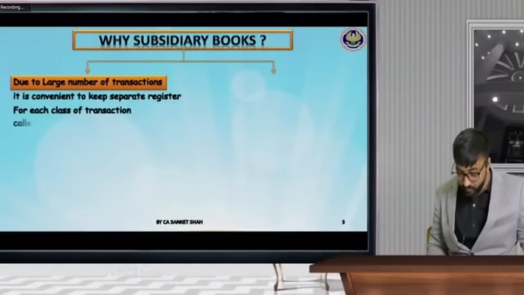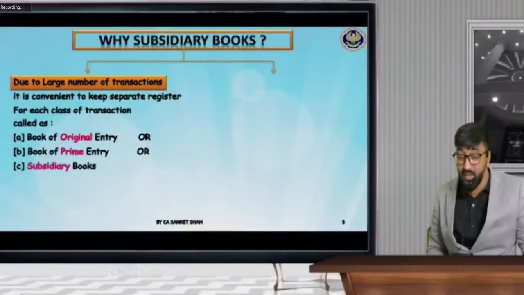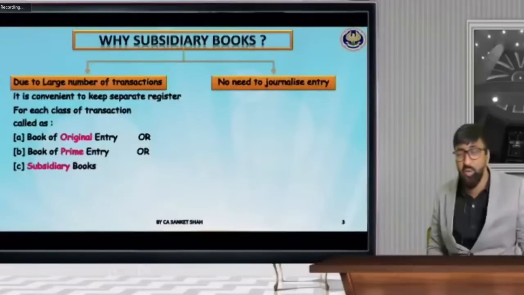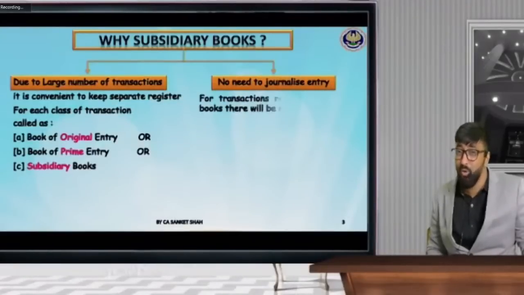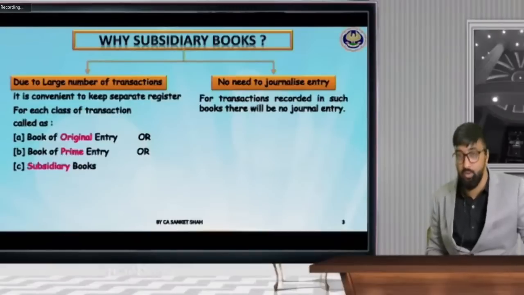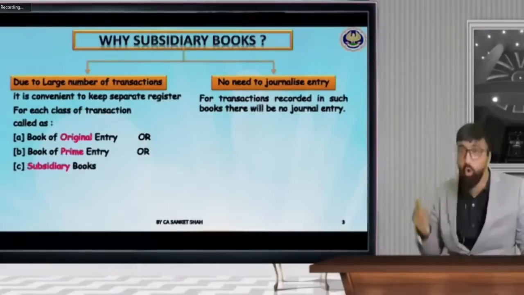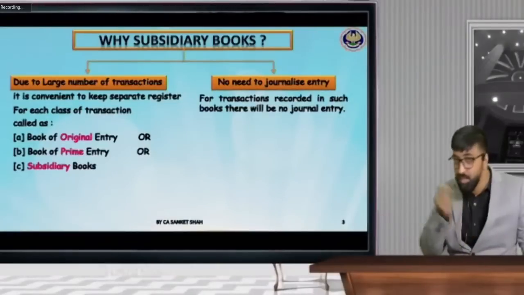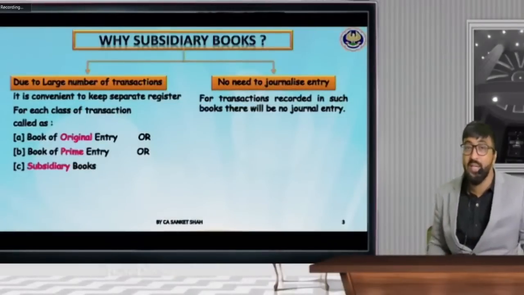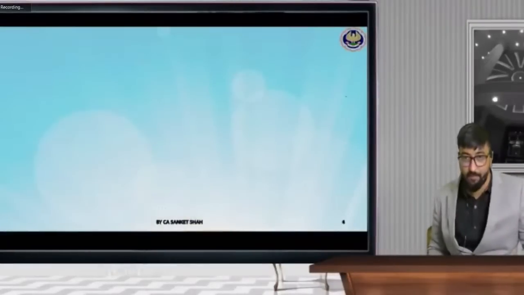For each class of transaction, this is called the original entry book, books of prime entry, subsidiary books. No need to pass any journal entry if you maintain these books of accounts. Got it? So, large number of transactions: book of original entry, books of prime entry, subsidiary books, also called the English system. Practical system, English system. Okay, sir, first concept we got it.